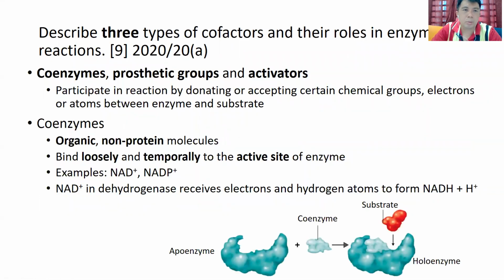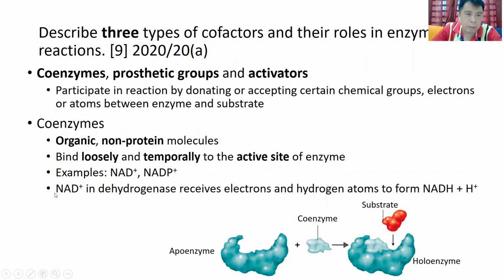Then in year 2020, also describe three types of cofactor and their role in enzymatic reactions. So similar. Okay, they say describe three types. So it's mentioned here. They participate in the reaction by donating or accepting certain chemical groups, electrons or atoms between enzyme and substrate. Then for coenzymes, you explain what it is like just now. Because here they say their role in enzymatic reaction, so you describe their role, not give one example only.